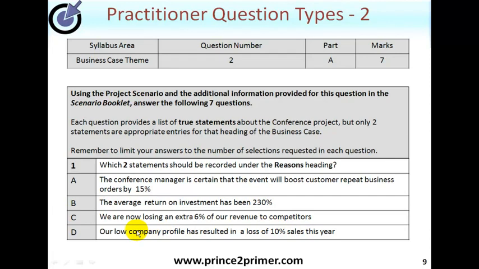We are now losing an extra 6% of our revenue to competitors. That would be a reason why you want to run a project to boost sales. Our low company profile has resulted in a loss of 10% sales this year. Again, that would be a right answer to include under the reasons heading. I'll make the point, I'm not here to teach you this stuff. It's just that how you might use some logic to understand what the right answers might be.